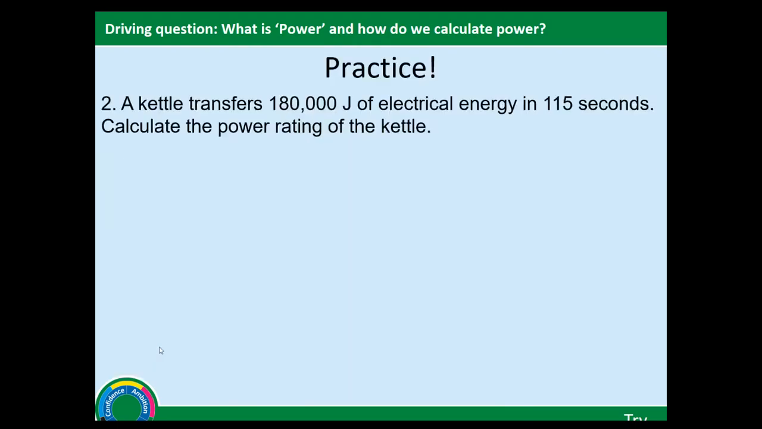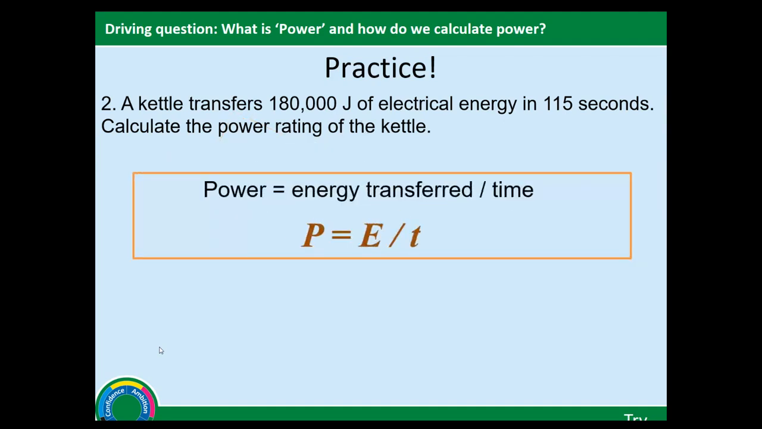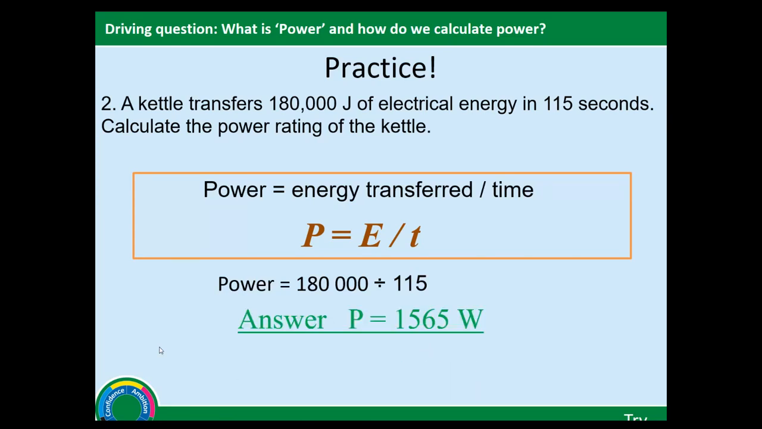Right, the second question: the kettle transfers 180,000 joules of electrical energy in 115 seconds. Calculate the power rating of the kettle. Then we use a standard equation: power equals energy transfer divided by time. We're given the energy, we're given the time. Simply substitute into the equation and we get 1,565 watts.